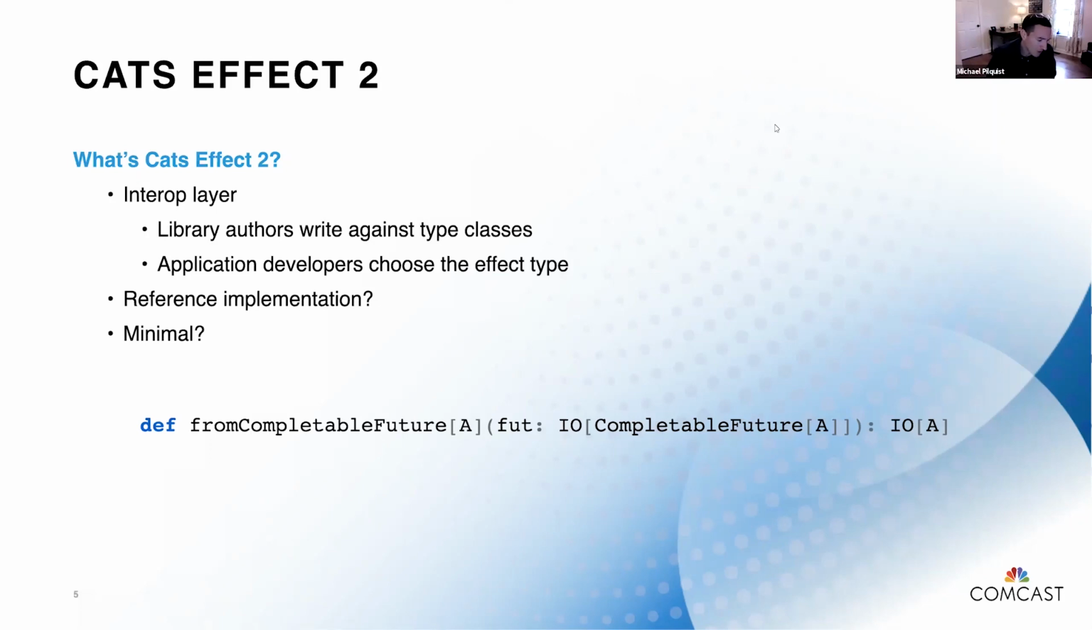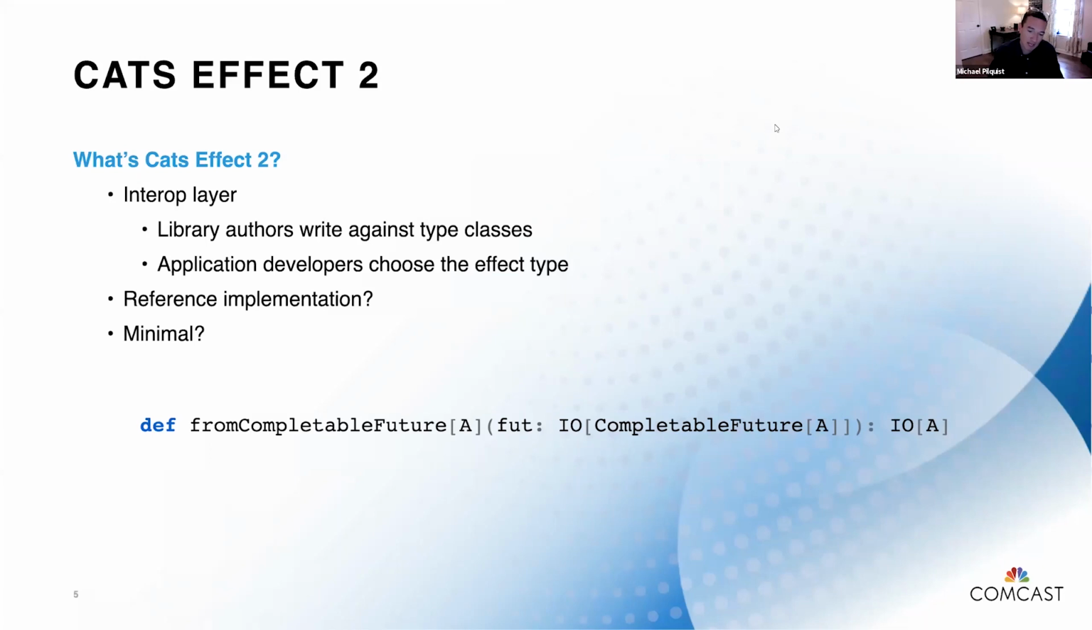And one of my favorite examples of this type of conflict is this signature here, this from completable future. Completable future is a Java type, right? And folks wanted some way to bridge the gap to say, hey, if I'm working with a Java library and it gives me a completable future, give me a way to convert that to an IO. It's a trivial function to write. So everybody using Cats Effect IO could write their own version of this function. So why not PR it to the library?